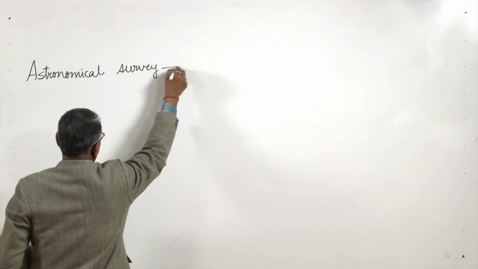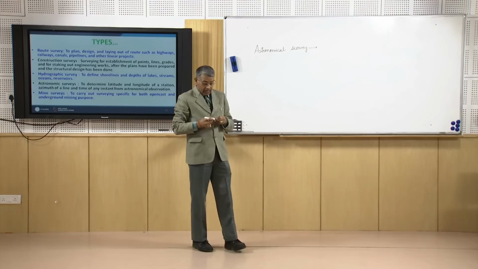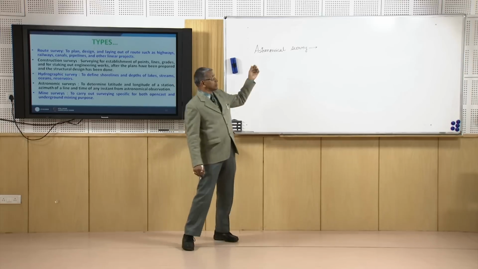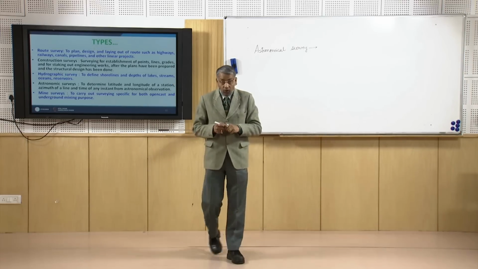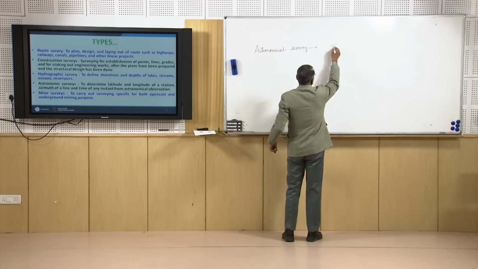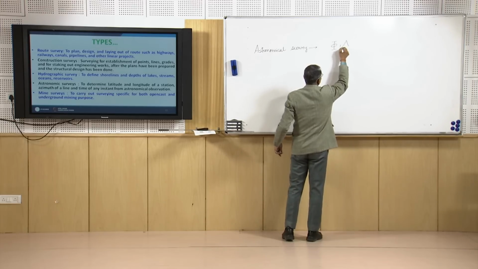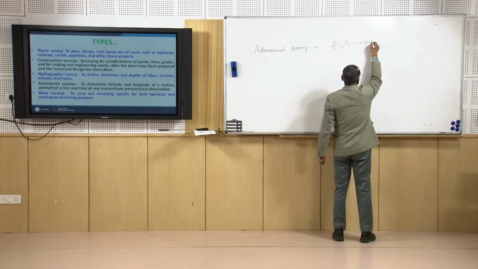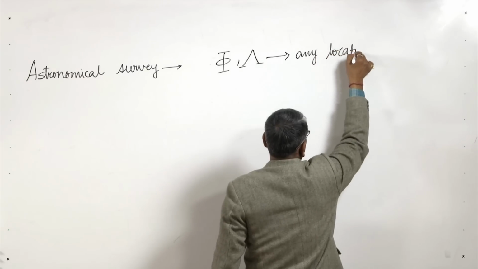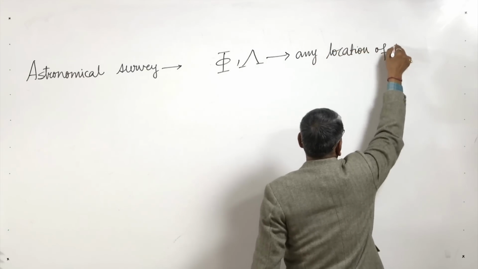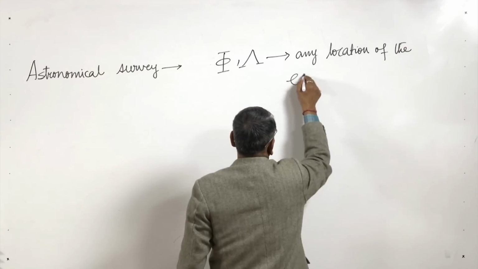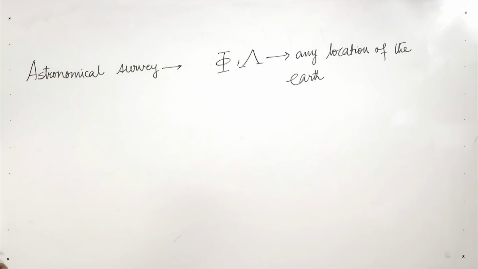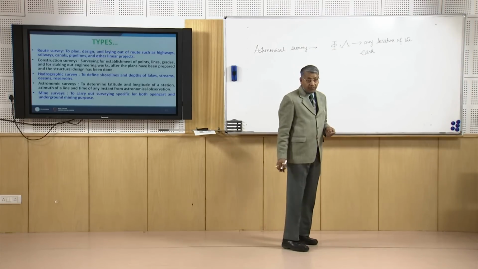Now one more important type of survey is astronomical survey, in which we find out the astronomical latitude and astronomical longitude of any location on the surface of the earth from observation of the heavenly bodies.